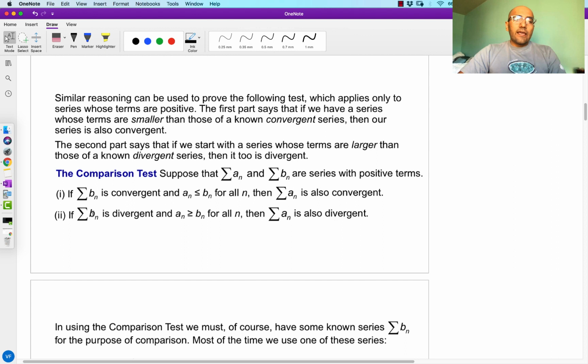On the other hand, if we know that the series of B sub n's is divergent, right? They add up to infinity, they keep growing and growing and growing. And we also know that A sub n is always greater than B sub n for all n, so the A's are always bigger than the B's, and the sum of the B's adds up to infinity, then we can conclude that the sum of the A's must also be divergent.